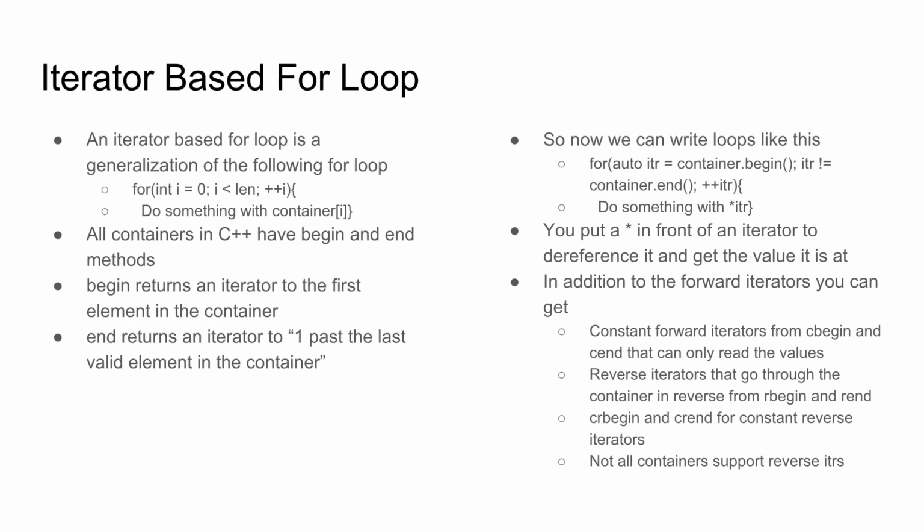In addition to forward iterators, you can also get constant iterators, cbegin and cend, that will only allow you to read the values. You won't be able to modify them. There are also reverse iterators that go through the containers in reverse from end to the beginning, and const reverse iterators as well. But not all the containers support reverse iteration through them. Only some of them do.